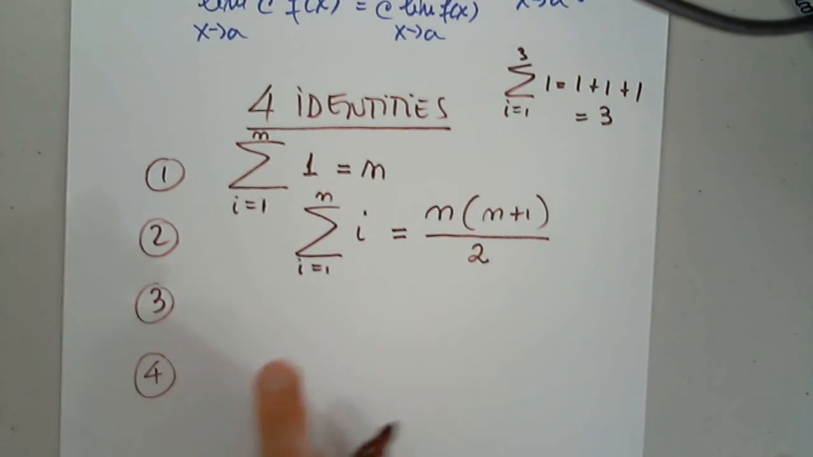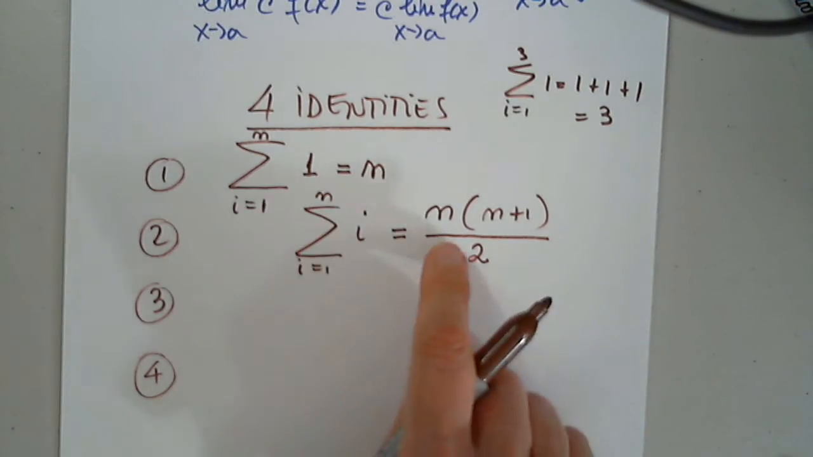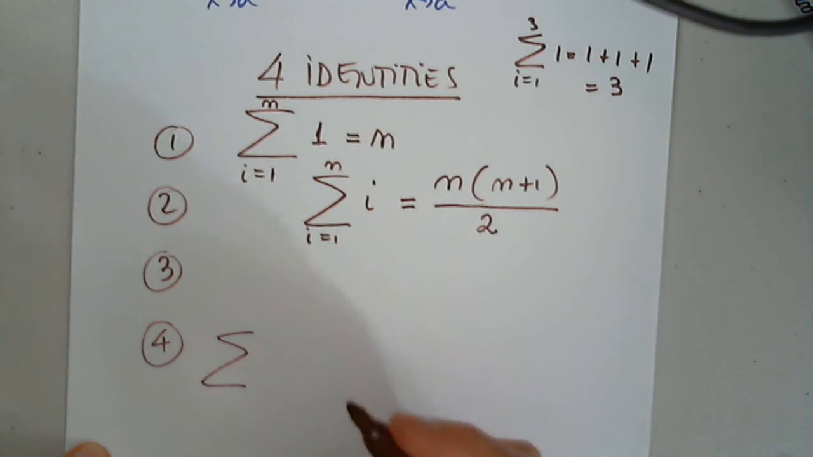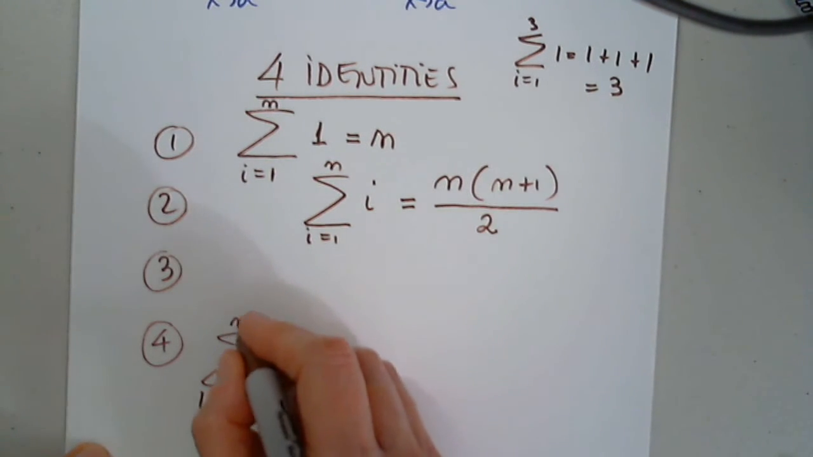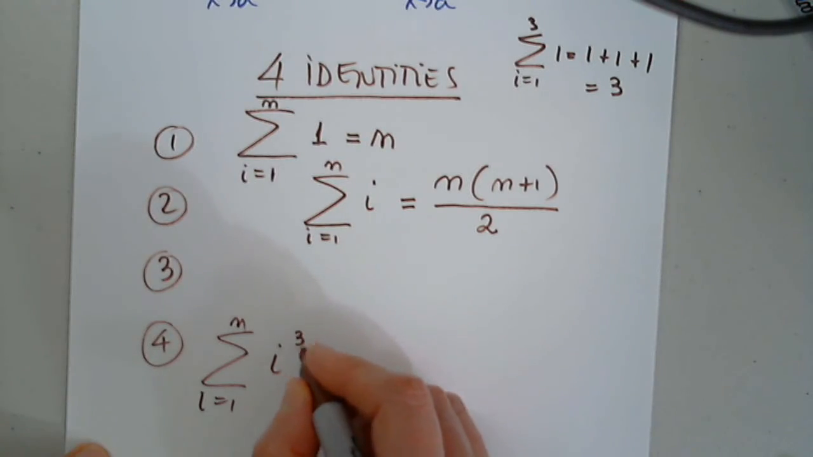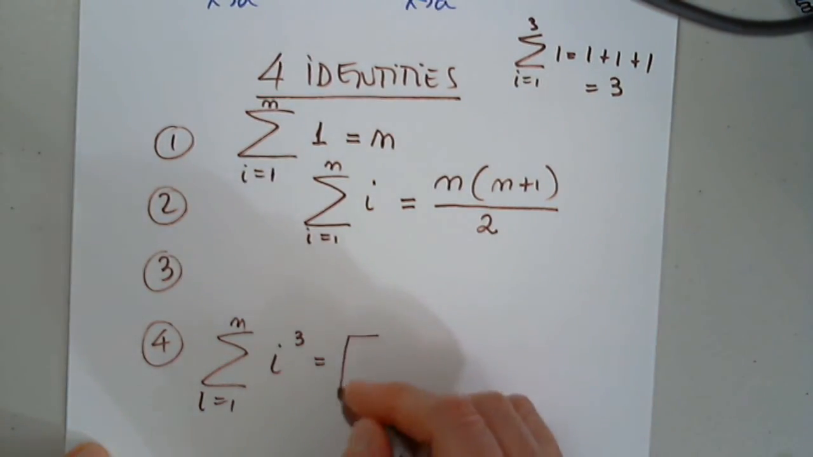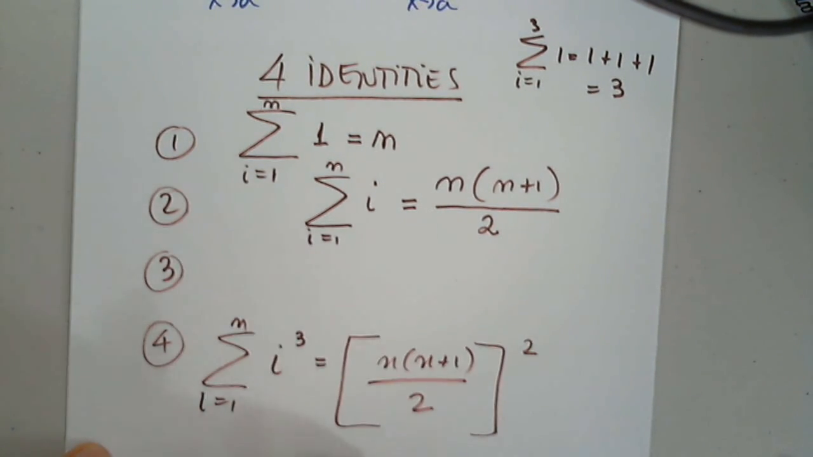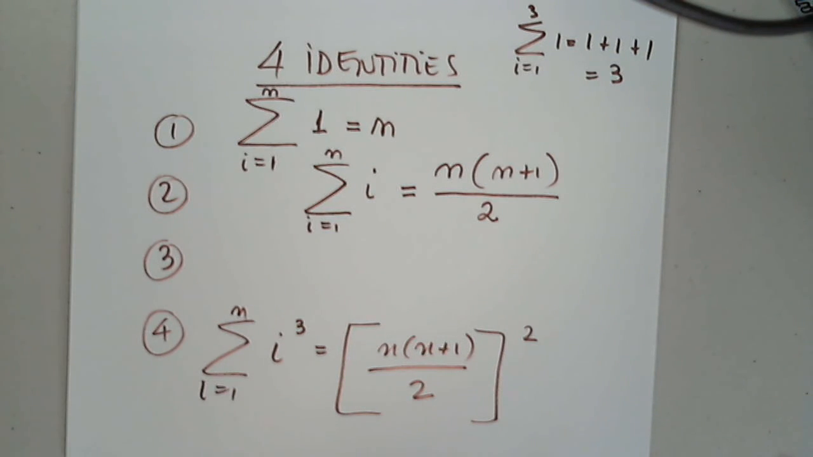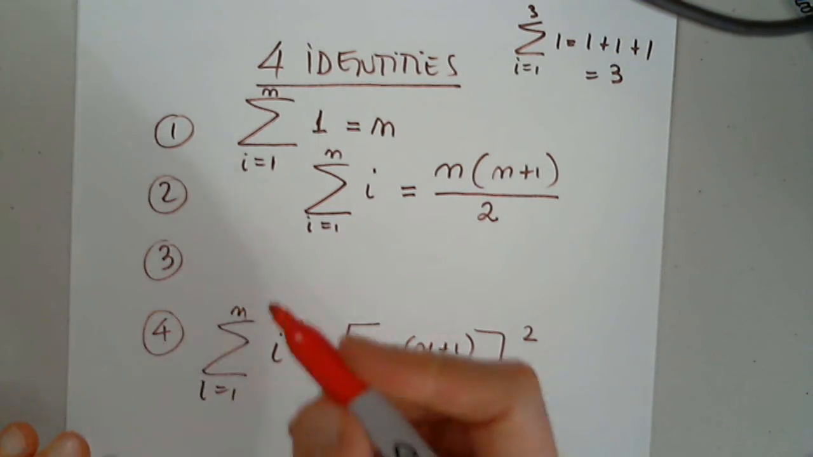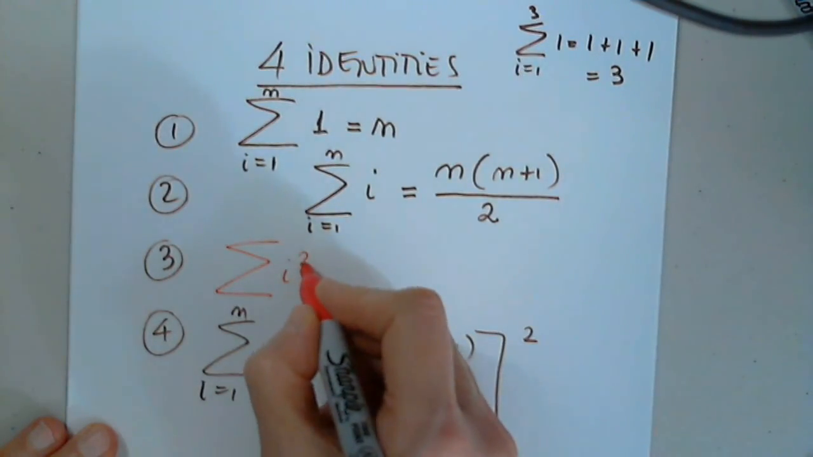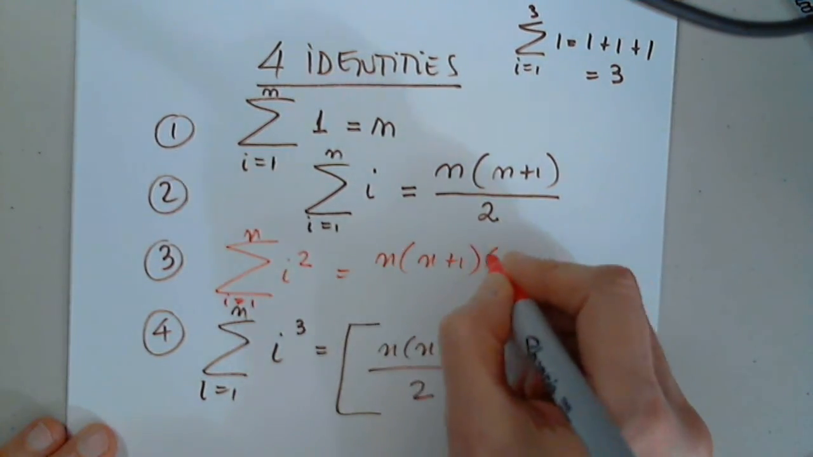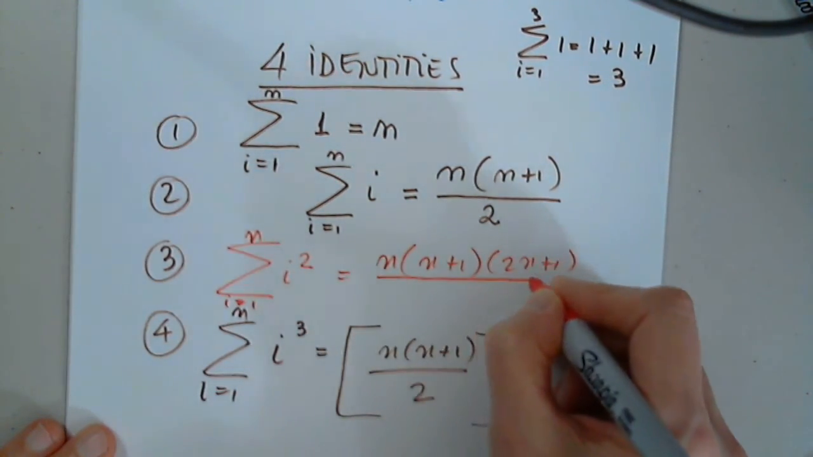I'm going to jump to the last one because it's related to this, and you should remember them together, because the third one is the most difficult one to remember. It's not a big deal, but the sum from I equals 1 through n of I to the 3rd power is the same thing, but squared. This one is a little bit more involving. So this is the sum of I squared from I equals 1 through n. This is n times n plus 1 times 2n plus 1 divided by 6.